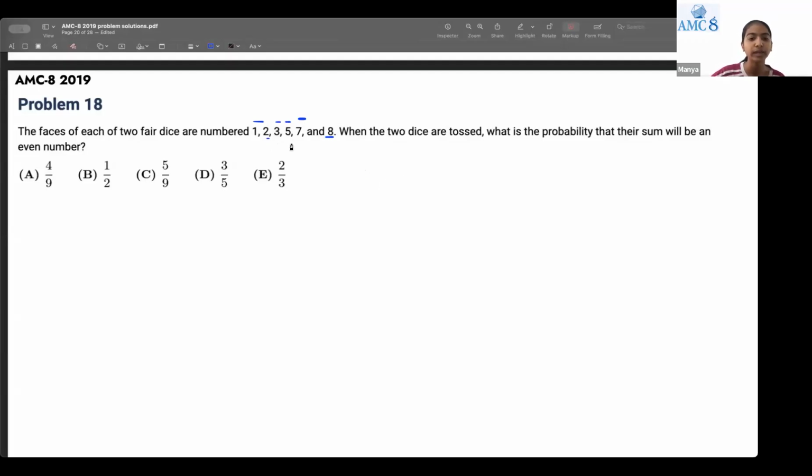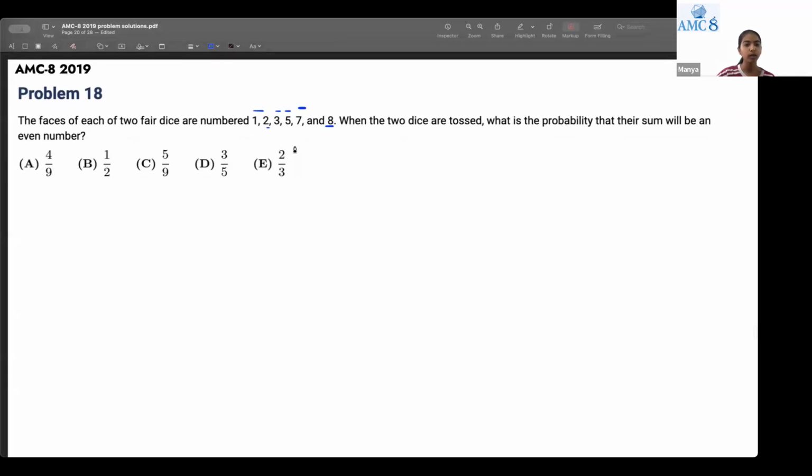So then, since there's four odd numbers and two even numbers, we'll have to do four odd numbers times the four odd numbers as well because they want the two dice. Two of the dice are tossed. So 4 over 6 times 4 over 6 is equal to 16 over 36. So 16 over 36.